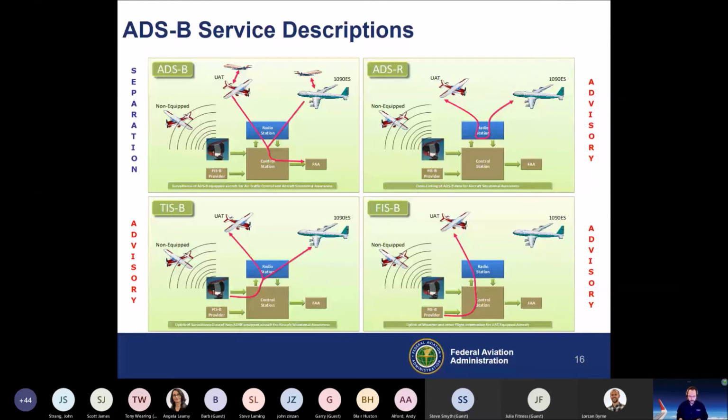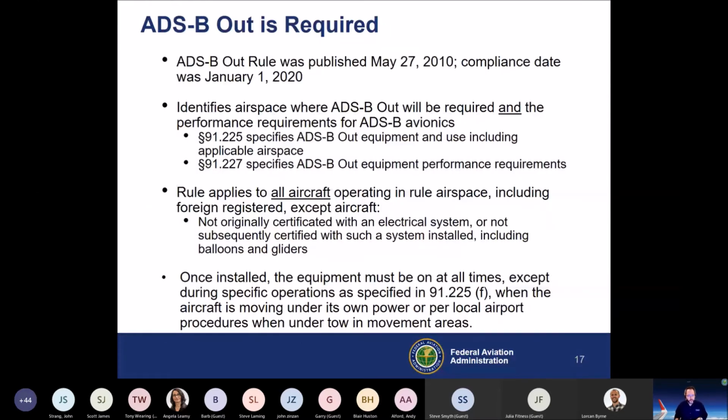All right, and just to talk about the rule a little bit, I'm not going to read the words here, but for those who are interested in what the actual ADS-B rule says in the U.S., this is a summary of that text. As of January 1st, aircraft in what we call rural airspace are required to be broadcasting ADS-B data, and they must do so at all times. They can't turn it off. It applies to all aircraft operating in rural airspace.